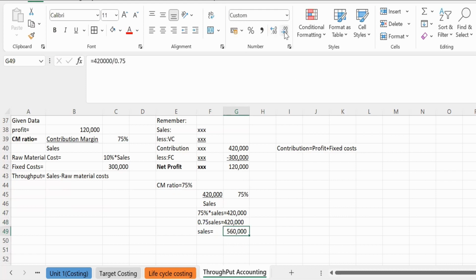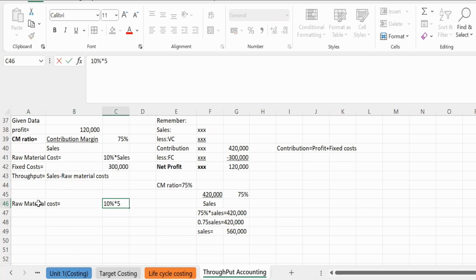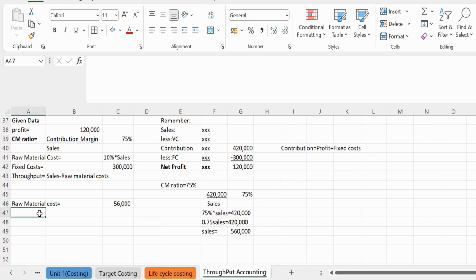And if this is my sales revenue, how will I get the throughput? I know raw material cost is 10% of sales, which means the raw material cost will be 10% multiplied by 560. Please follow, which will be equal to 56,000. This is my raw material cost.